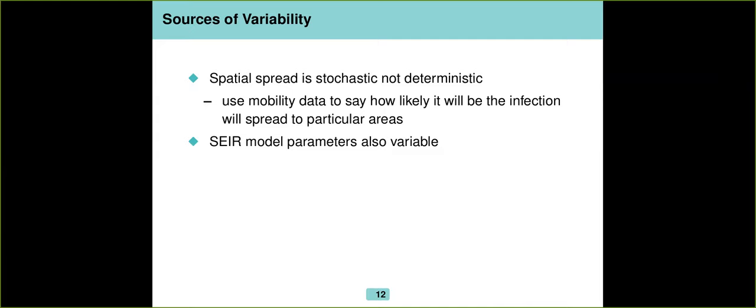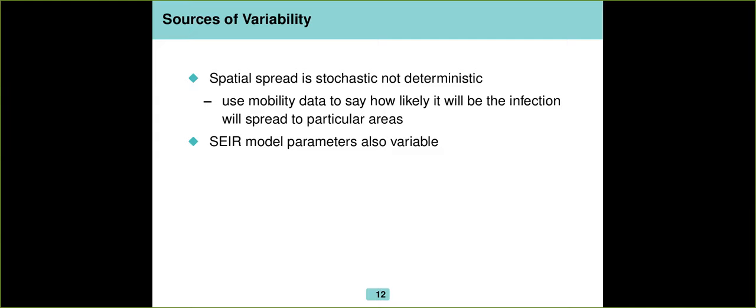I've mentioned that the spatial spread is stochastic, not deterministic. We don't know exactly where people move, and we certainly don't know exactly where the infected people move. So we have to construct a probability function that says, if there are 100 cases, 90 of them stay in the ward, 10 of them go to the next door ward, on average. But at each run, you could have, for example, 80-20 or 95-5, depending on your draw from the probability function. In addition, you have the SEIR model parameters that are themselves not fixed.